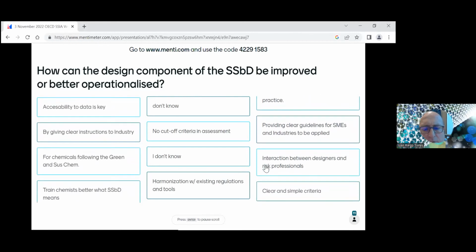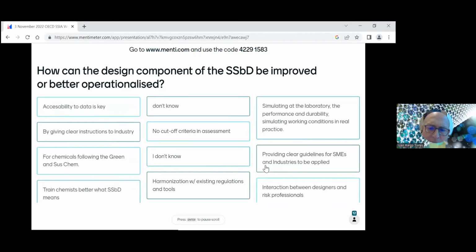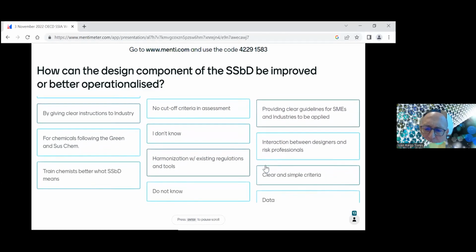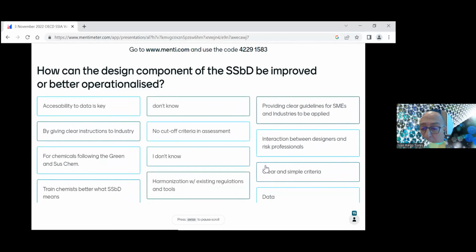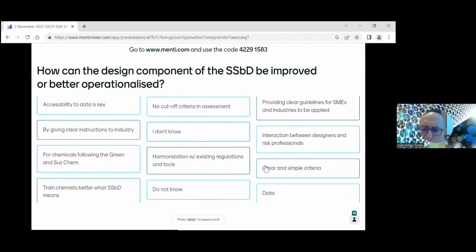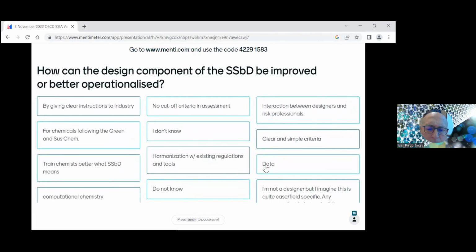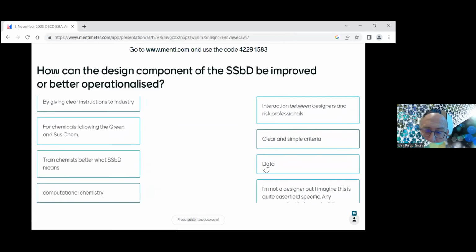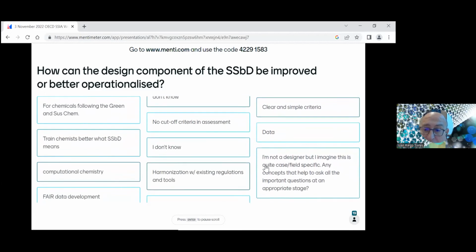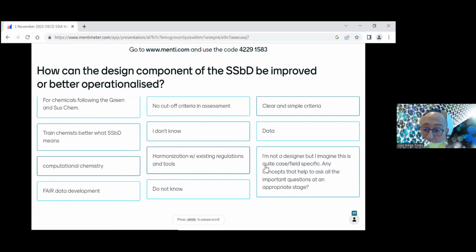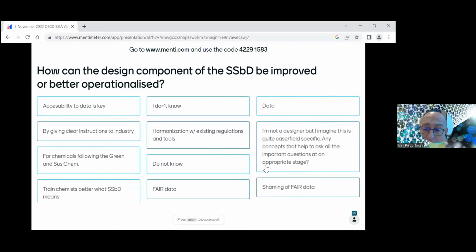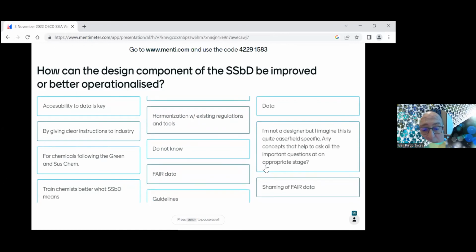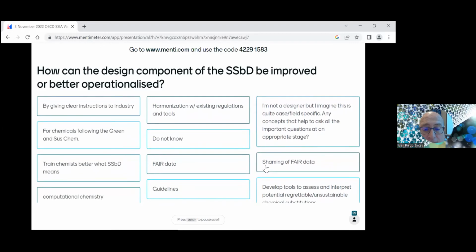I see green and sustainable chemistry here. Clear guidance for small and medium enterprises is something that we knew can be very useful for them. Increasing interaction between the designers and risk professionals, I presume the risk assessment and risk management professionals, is also a good thing that can be explored. Indeed, there's an answer here that says this is probably quite field specific. And indeed, this will be one of the difficulties of the implementation: depending on what we are doing, that will determine the approach that we will find in the design.